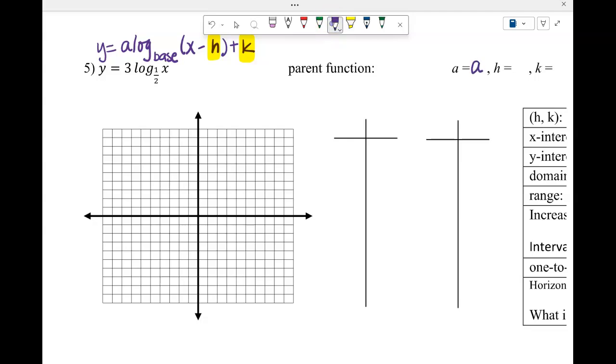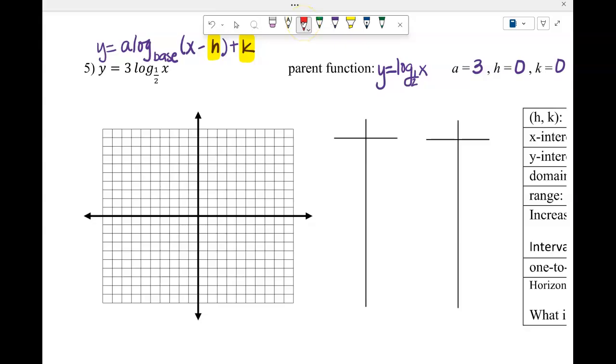So your a is going to be in the front, which is 3. Oops, I meant to say 3. And h and k are both going to be 0. Your base is a half, my apologies, so your parent equation is y equals log base half of x, okay?